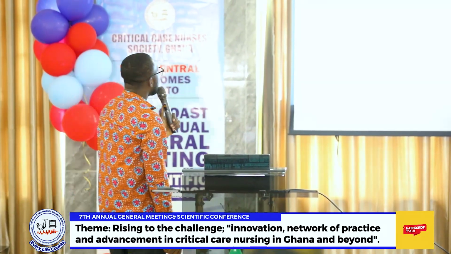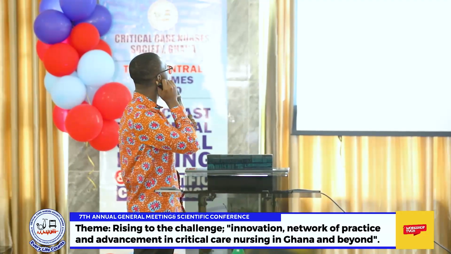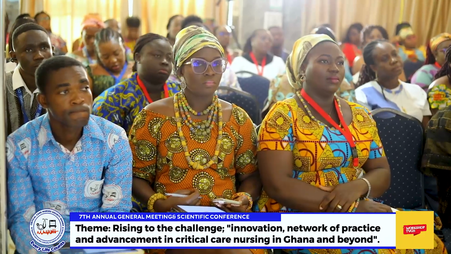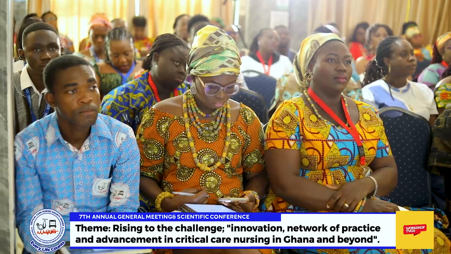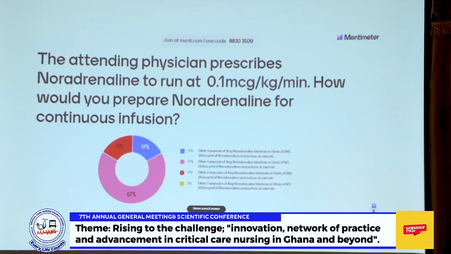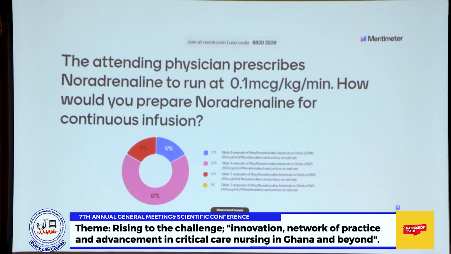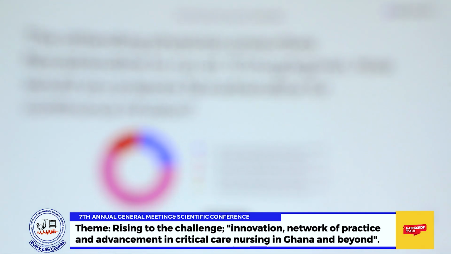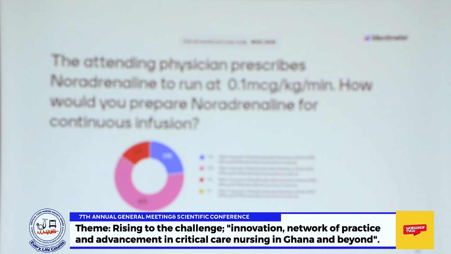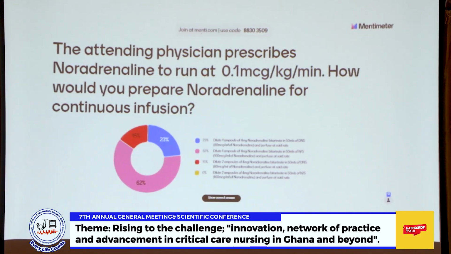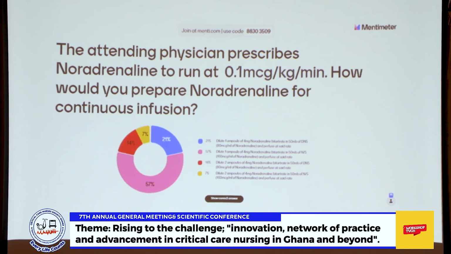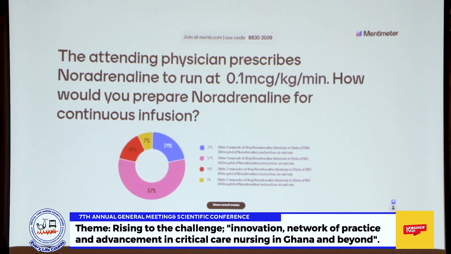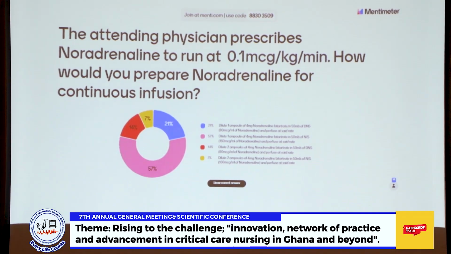Sorry. So, the attending physician prescribes noradrenaline to run at 0.1 micrograms per kilogram per minute. Now, how would you prepare noradrenaline for continuous infusion? How would you run it? So we have, if you can all follow, dilute 1 ampoule of 4 milligrams of noradrenaline. Should we give it about 5 seconds and see what the turnout is? We're still answering. But the majority is dilute 1 ampoule of 4 milligram noradrenaline in 50 ml of saline, and then perfuse it at the said rate.